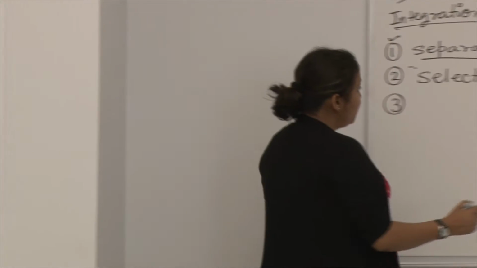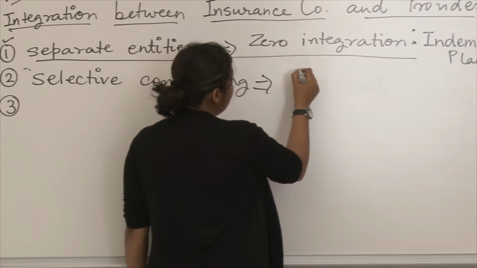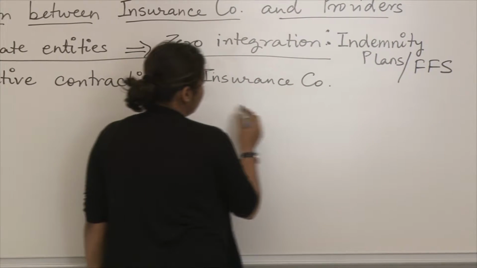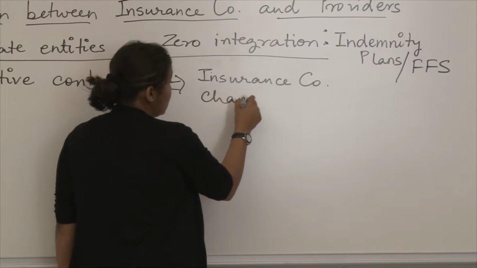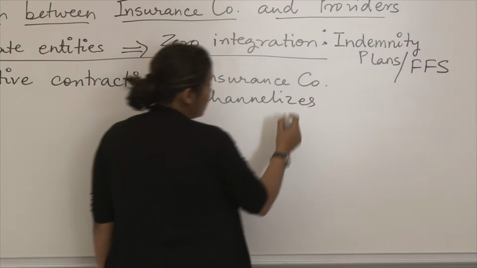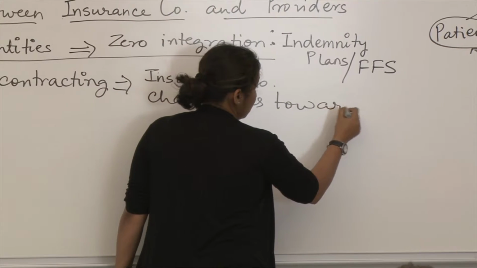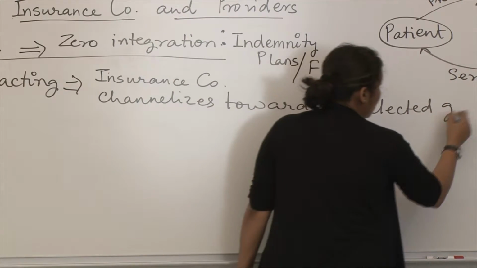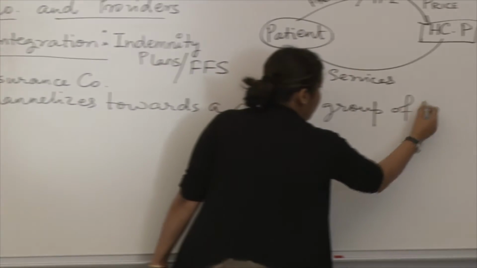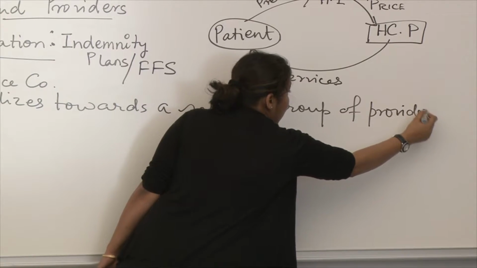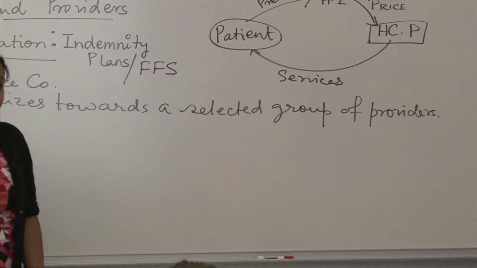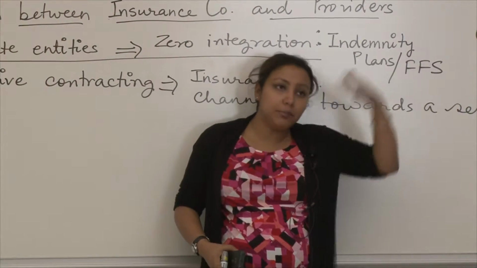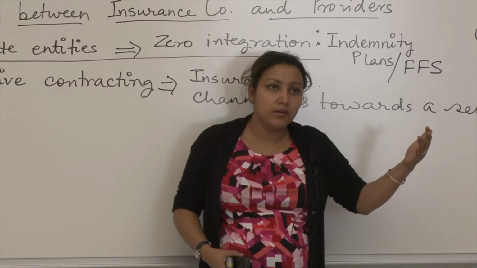Okay? So, here the health insurance company channelizes or steers patients towards a selected group of providers. So you can understand that that is a benefit for the providers. Now they don't have to go seeking out for patients. They know that the health insurance company will keep providing them with a steady flow of patients, right?